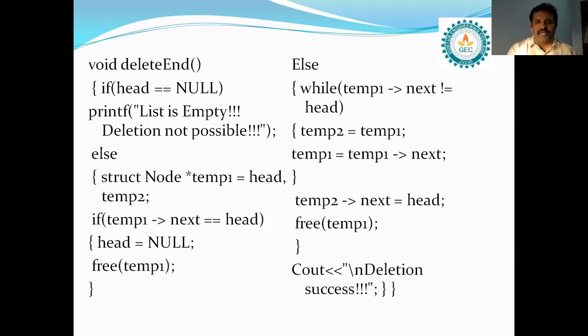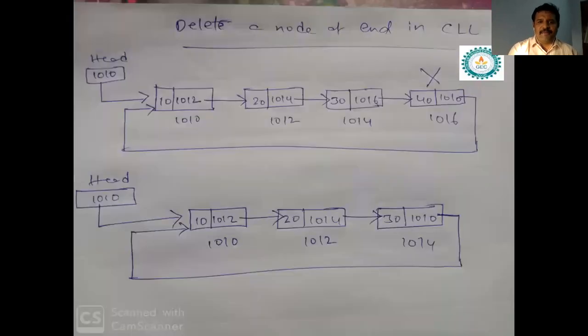This is the code for deletion. Let us explain with an example. So this is the circular linked list which contains 4 elements: 10, 20, 30, and 40. Now we are trying to delete the last node of the circular linked list, that is 40. If we delete the last node, the address part will contain the address of the first node. If we delete this element 40, automatically the node 30 is the last node of the list, right?